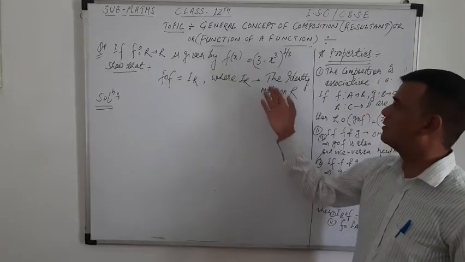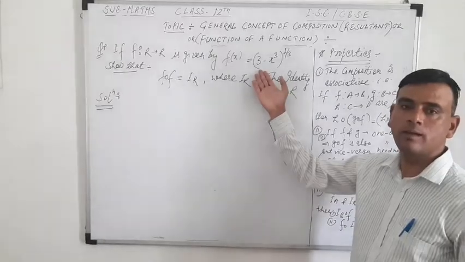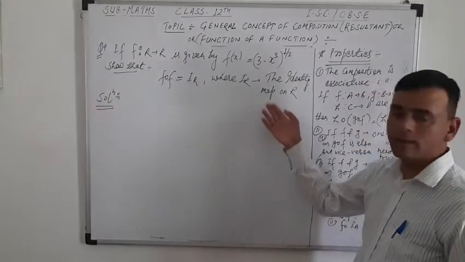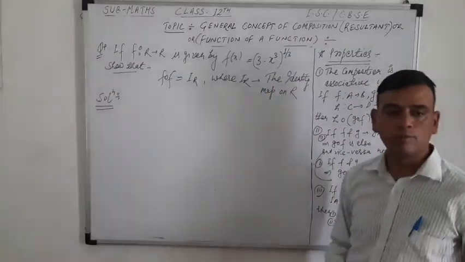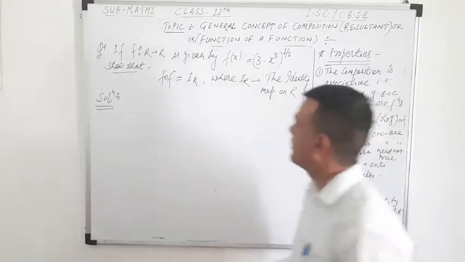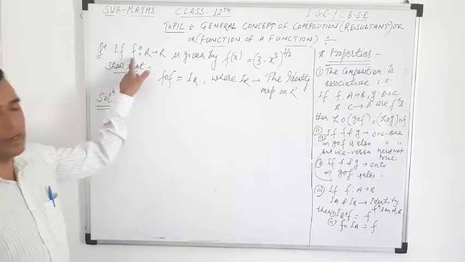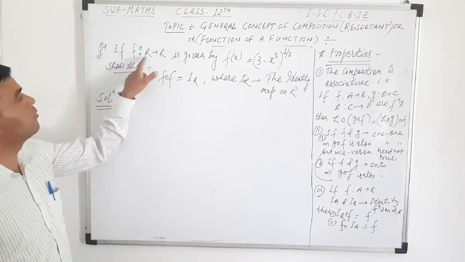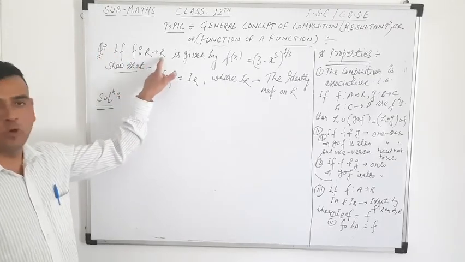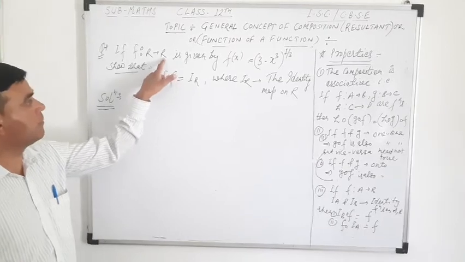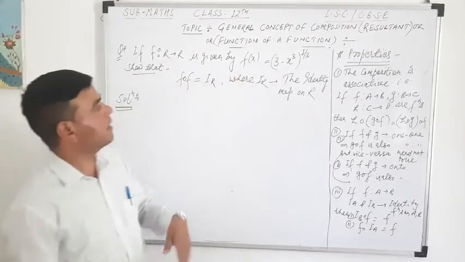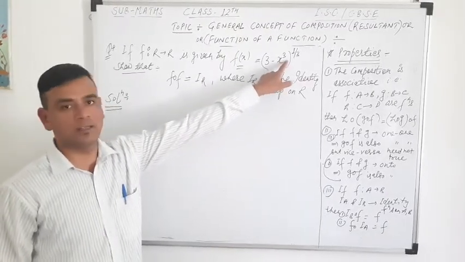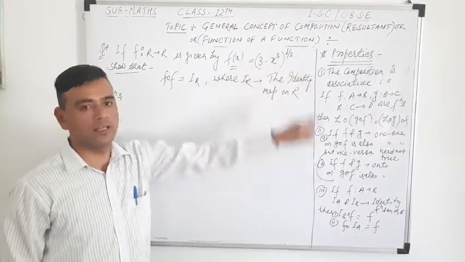I have chosen this particular question since it was asked in your previous year board exams. If you understand this question easily, then you will gain more knowledge about the composite of two functions. So see here what is given. If any function f: R to R, it means this function has domain as the set of real numbers and codomain also the set of real numbers, and this function is given by f(x) = (3 - x^3)^(1/3).